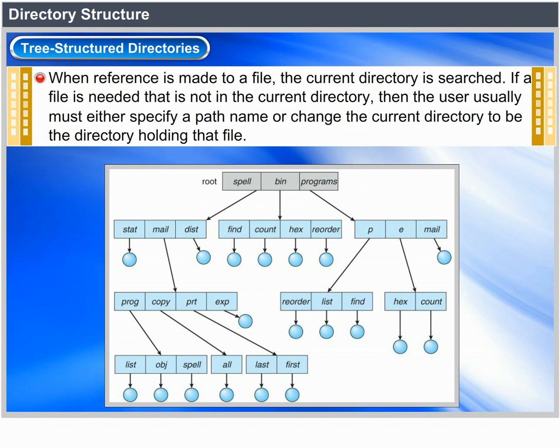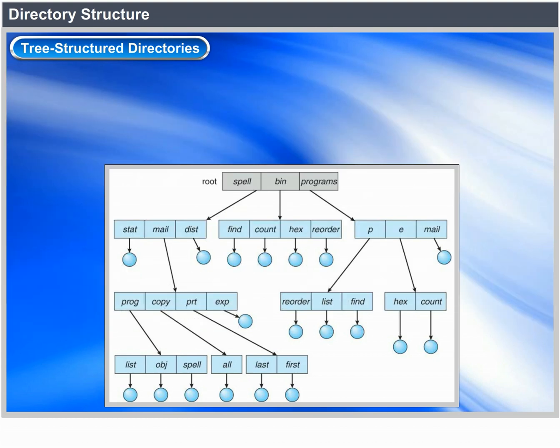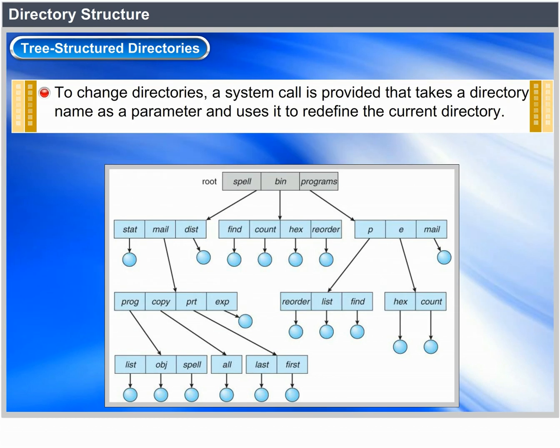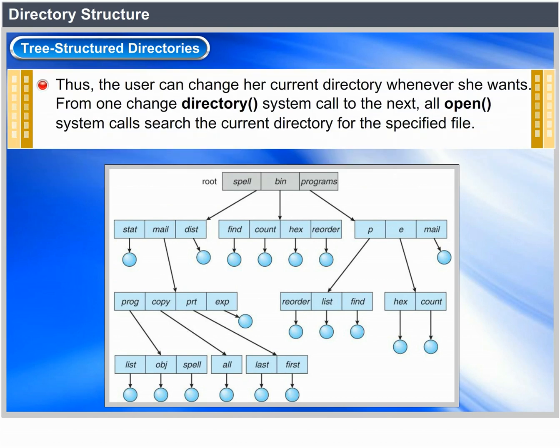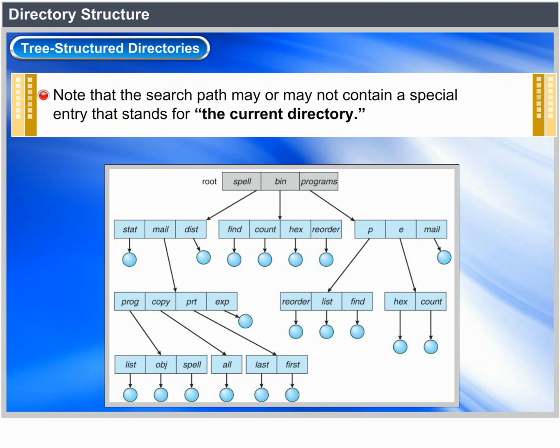If a file is needed that is not in the current directory, then the user usually must either specify a path name or change the current directory to be the directory holding that file. To change directories, a system call is provided that takes a directory name as a parameter and uses it to redefine the current directory. Thus, the user can change the current directory whenever she wants. From one change-directory system call to the next, all open system calls search the current directory for the specified file. Note that the search path may or may not contain a special entry that stands for the current directory.